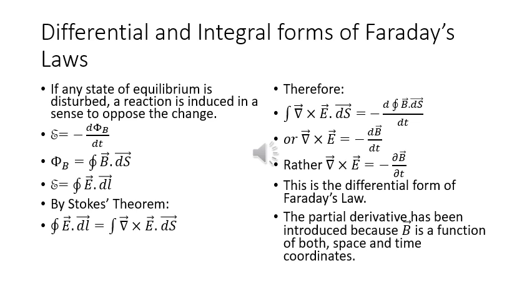Since both the integrals are over dS, we have curl of E equal to minus dB by dt. Rather, curl of E is equal to minus delta B by delta t. This is the differential form of Faraday's law. The partial derivative has been introduced because B is a function of both space and time coordinates.